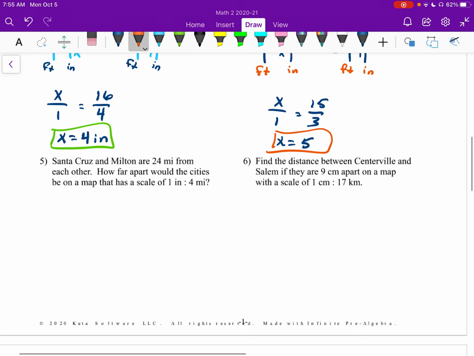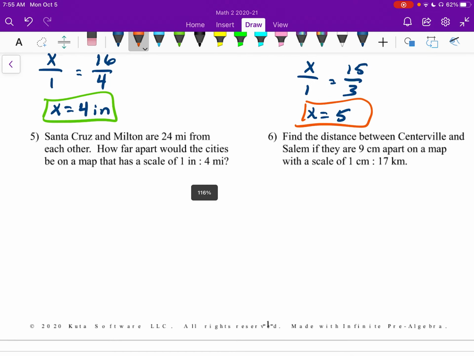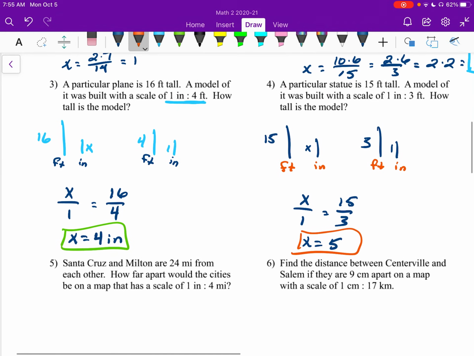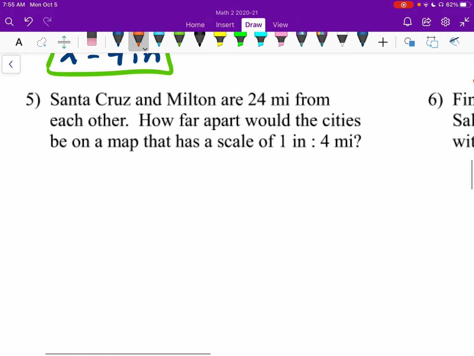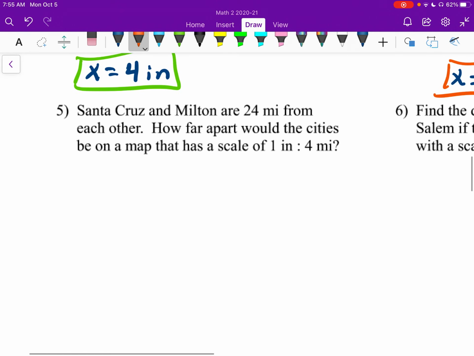All right, let's look at number 5. Now these are map problems. They can be done pretty similar to the model problems. I just normally write them a little bit differently. So Santa Cruz and Milton are 24 miles from each other. How far apart would the cities be on a map? Whenever I think of a map, I think of left to right. I don't know why I do that, but that's what I do. So I'm going to say Santa Cruz and Milton, they are 24 miles apart. And we want to know how long they would be on a map, and it is x inches apart.